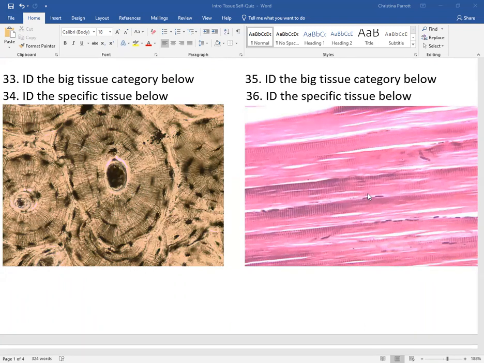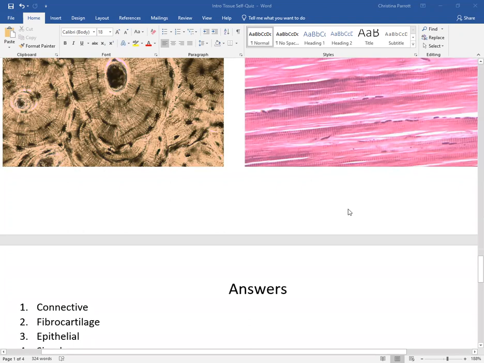35 and 36 is the picture on the right. You're seeing big fibers that have this tiger striping or striations. You can see it really well here. And let me circle it real quick, make sure you can see it really well. So if you look especially right in this area of the slide, you can see that tiger striping. So if you have big, thick fibers with the tiger striping, that clues you in that this is skeletal muscle. So number 35, this big tissue category is muscle. Number 36, this specific tissue is skeletal muscle.